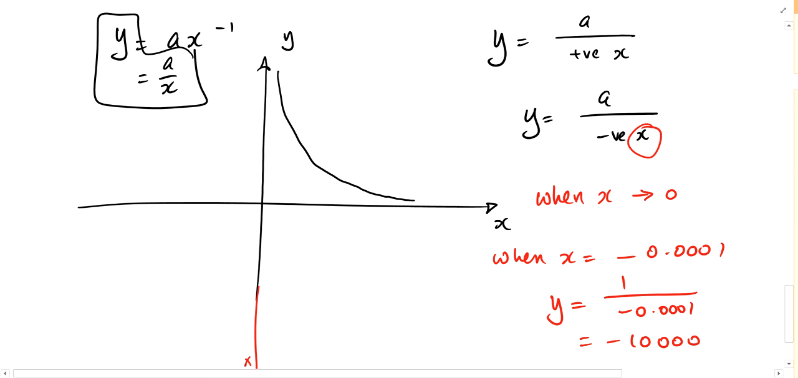Then what happens when x is a very large negative number, for example, negative 10,000? Still same? Are you sure it's still same? So here, 1 divided by negative 10,000, the answer will get closer and closer to 0, right? But is it a positive or negative number? Still a negative number. So somewhere here. So our graph will look like this.